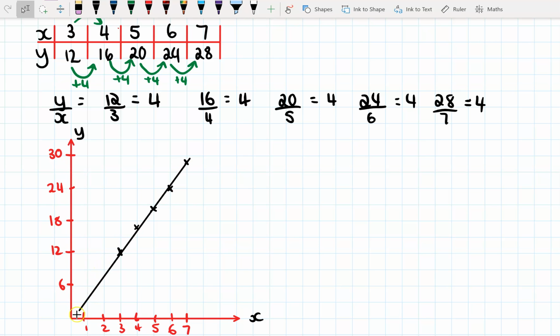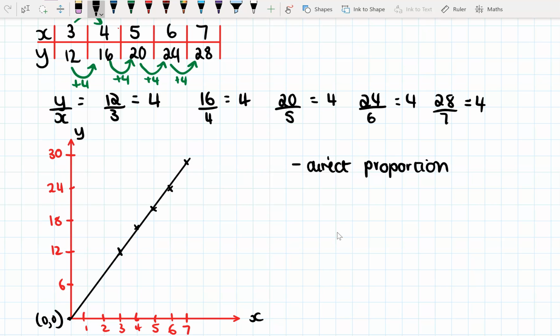What you will see if we extend this line is that it goes through the origin, so it goes through 0, 0. That's one of the features of directly proportional relationships. If it's direct proportion, we always have a straight line, and it always goes through 0, 0. The reason we're doing this is because it's really important that you can do this with the next type of function.